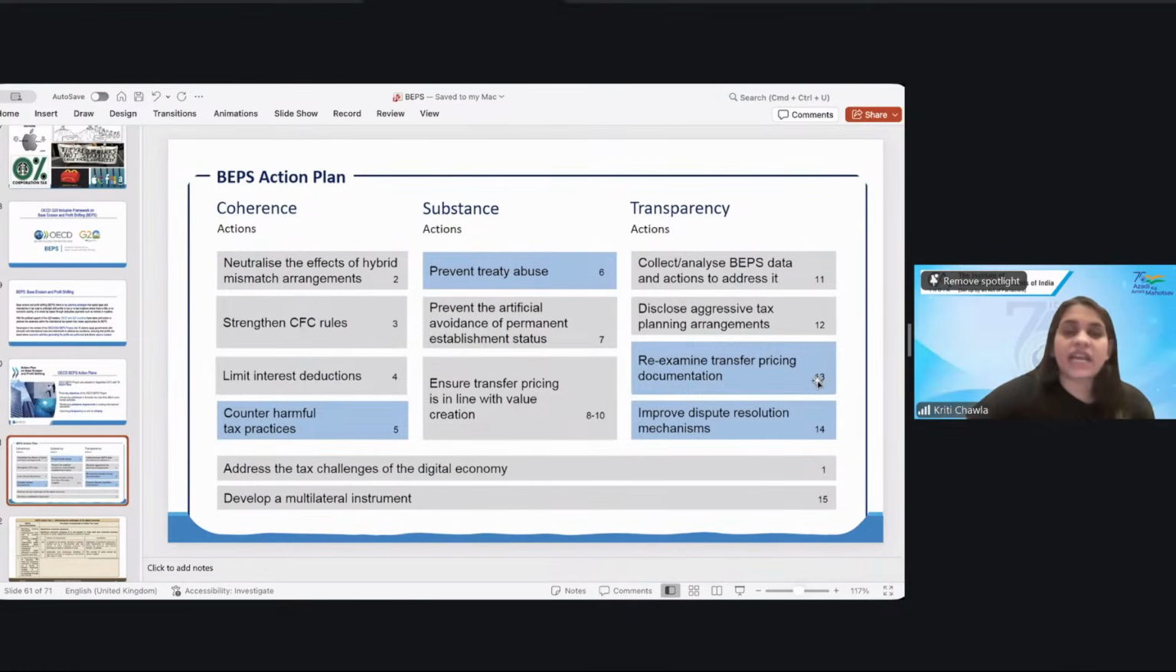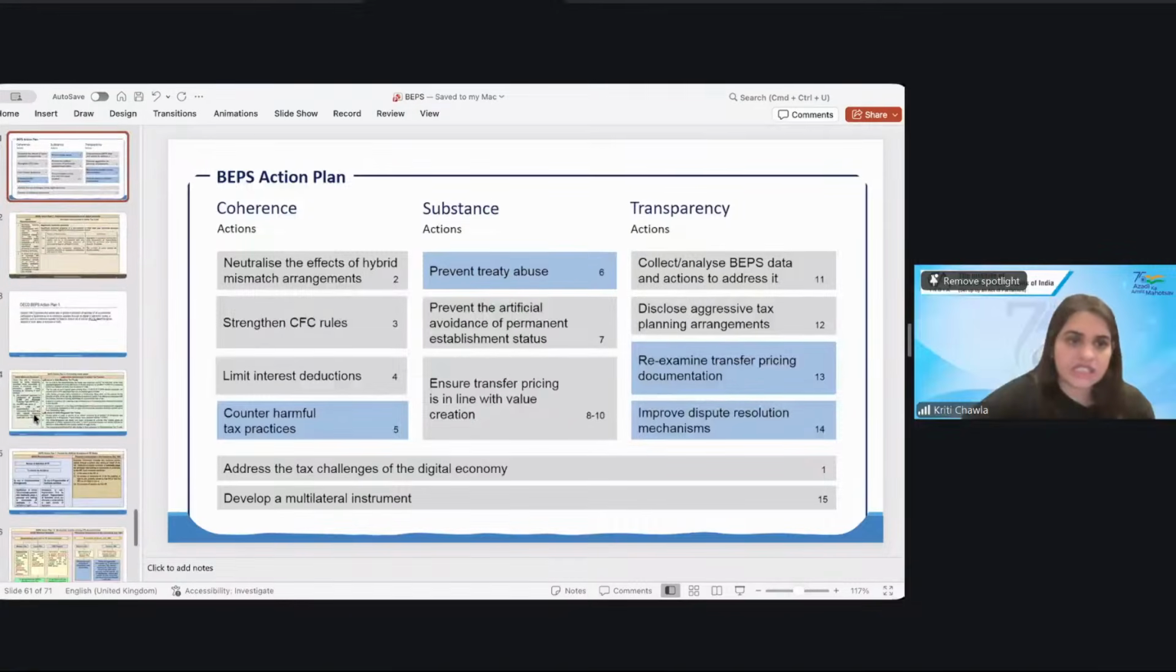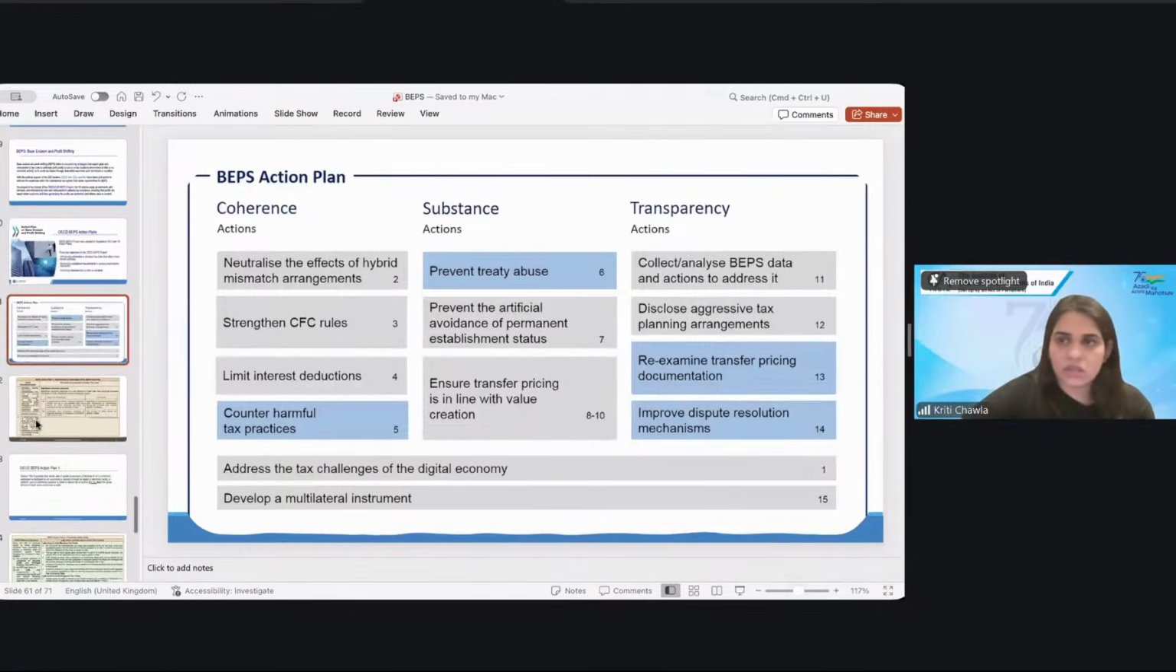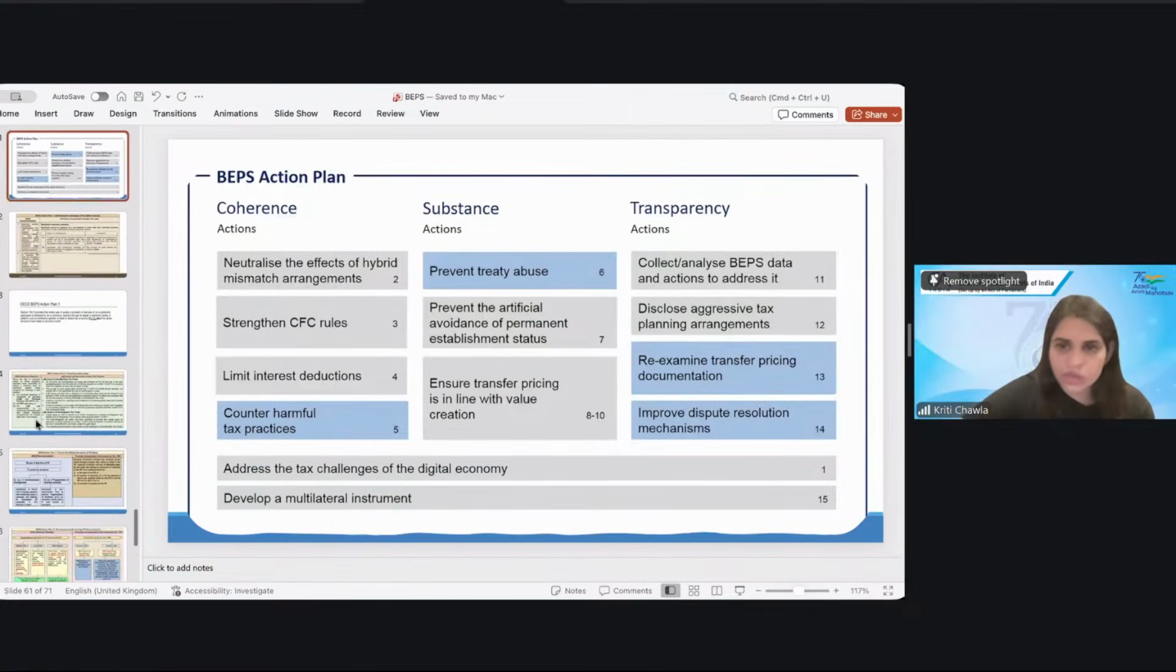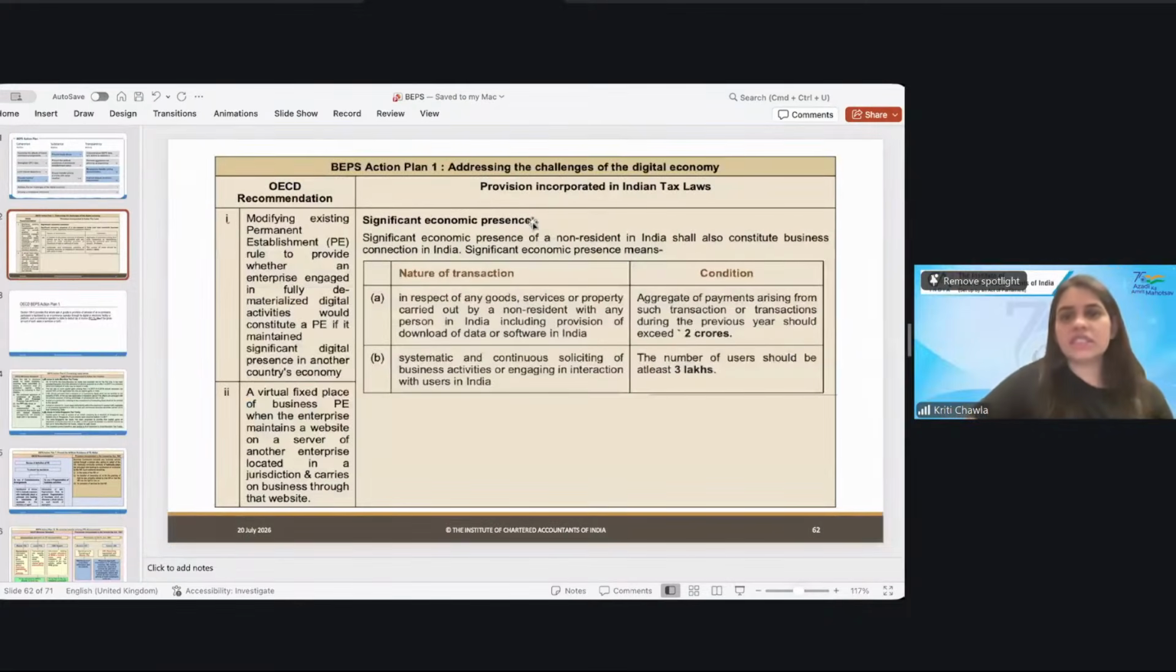So these are the 15 action plans that have been devised by the OECD and the G20 nations put together. So this is BEPS Action Plan 1, which talks about addressing the tax challenges of the digital economy. So just take a minute and read through this chart and I'll explain it in a while. Take 1 minute and read through this chart.